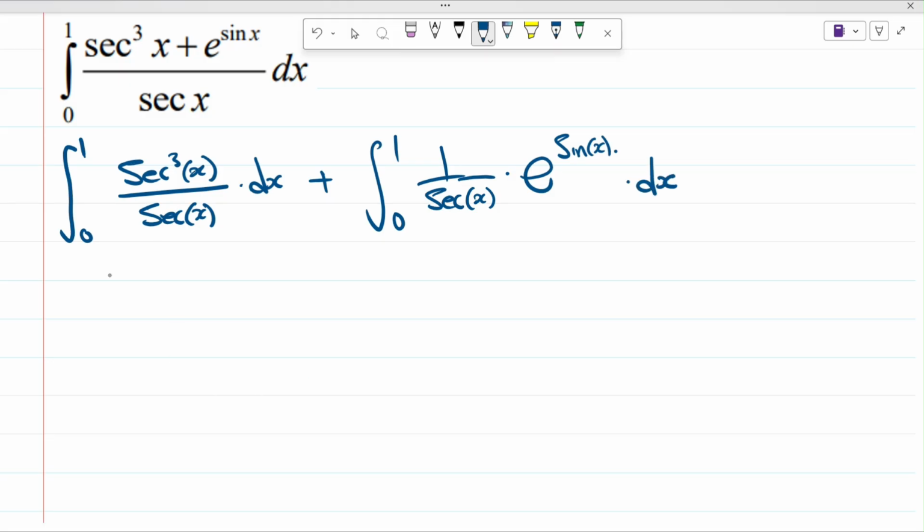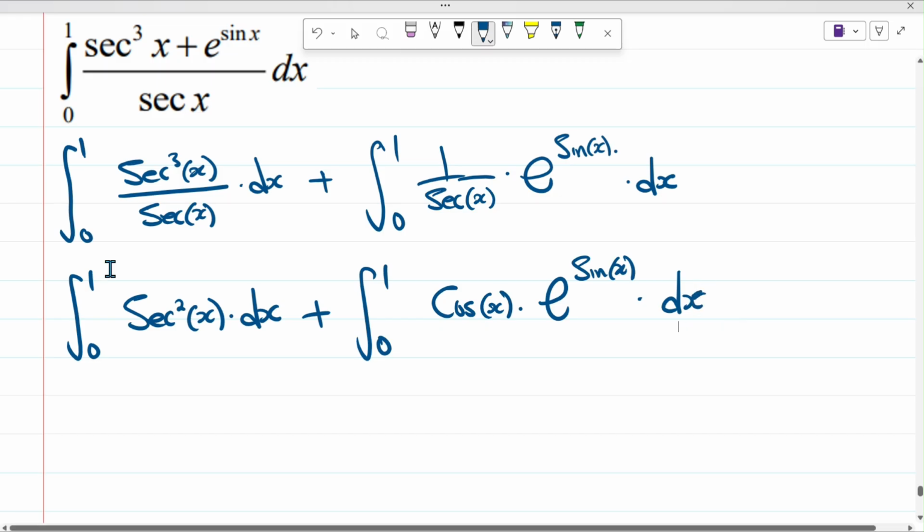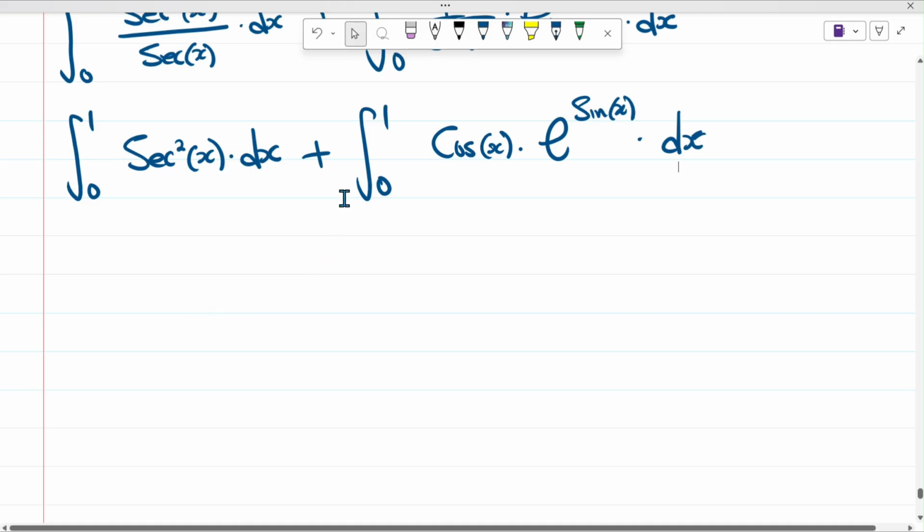So this is going to be sec squared, right? So this is equivalent to the integral of sec squared of x dx plus the integral of this one. So 1 over sec is equivalent to cos, right? So this is cos of x e to the power sine of x dx, right? So we can see that what is this? The integral of sec squared, what is it equivalent to?